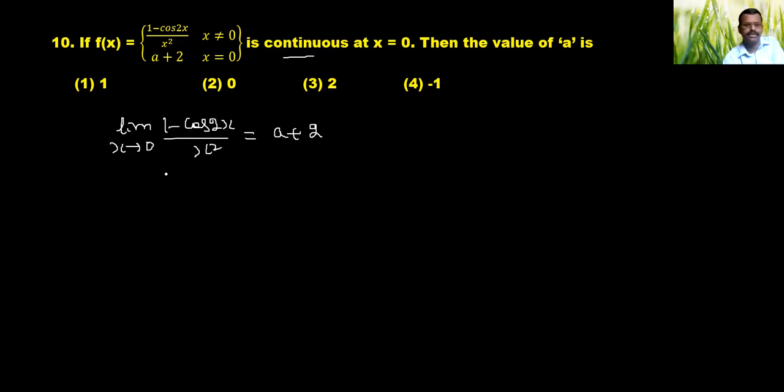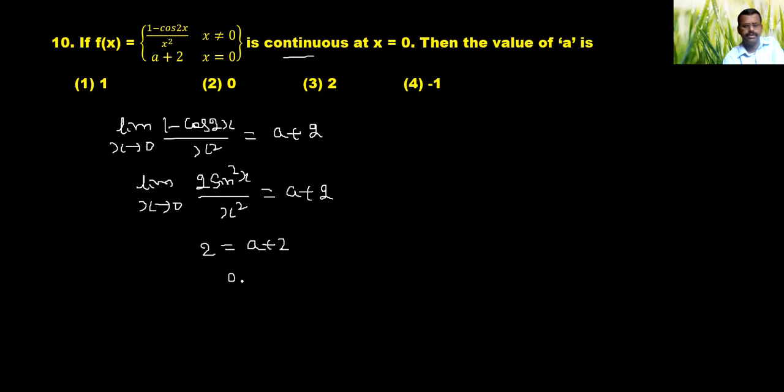Anything is possible. Here the direct formula is there, therefore I go with the formula itself. So 1 minus cos 2x is 2 sin square x. So 2 sin square x by x square equals a plus 2. We know that limit x tends to 0, sin x by x is 1. So 1 square it becomes. So 2 equals a plus 2. Therefore, the value of a is 0.